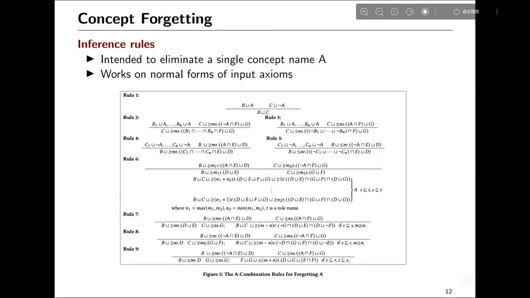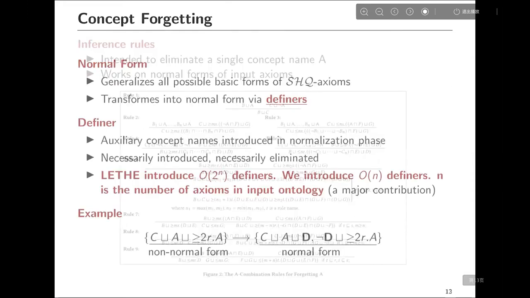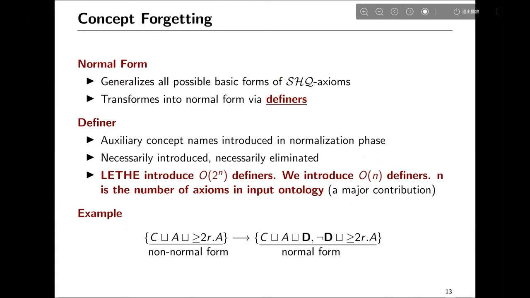In concept forgetting, there is a set of inference rules intended to eliminate a single concept name A. The rules work on normal forms of input axioms. Normal forms generalize all possible basic forms of SHQ axioms. The picture shows the inference rules, but it is unreadable, so we skip it.